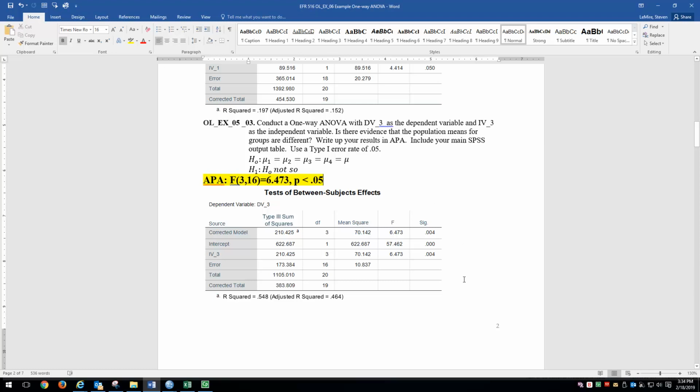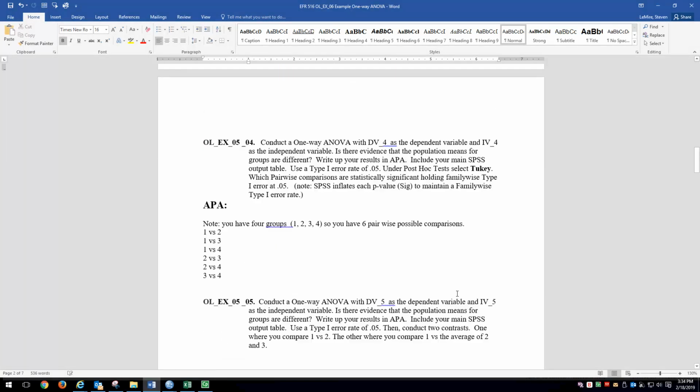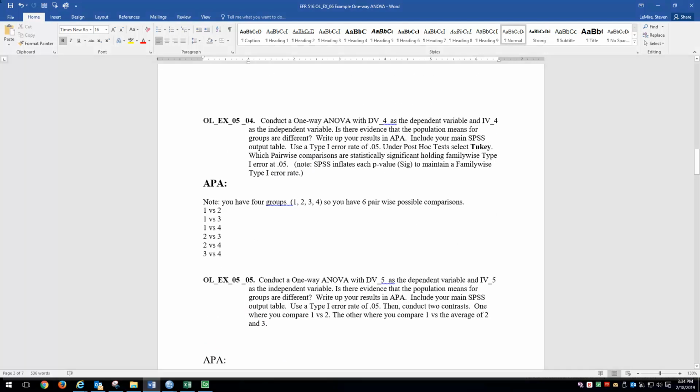So I'll go to number 4. Okay, it says conduct a one-way ANOVA, just like we did, but then we're going to follow it up with pairwise Tukey. So under post hoc tests, we're going to follow it up with the Tukey, which is a pairwise comparison. So we're going to look at all the pairwise comparisons here. For example, our question is, which one is different if we reject the null hypothesis? So let's go ahead and do the analysis.